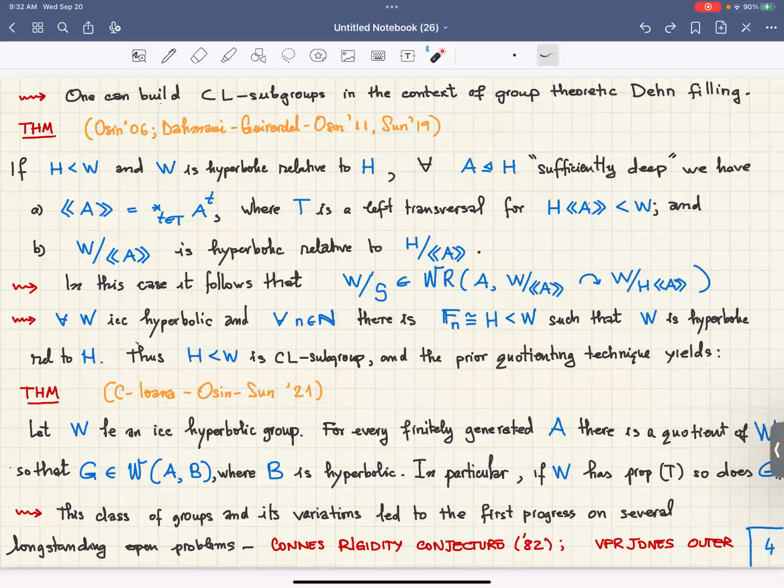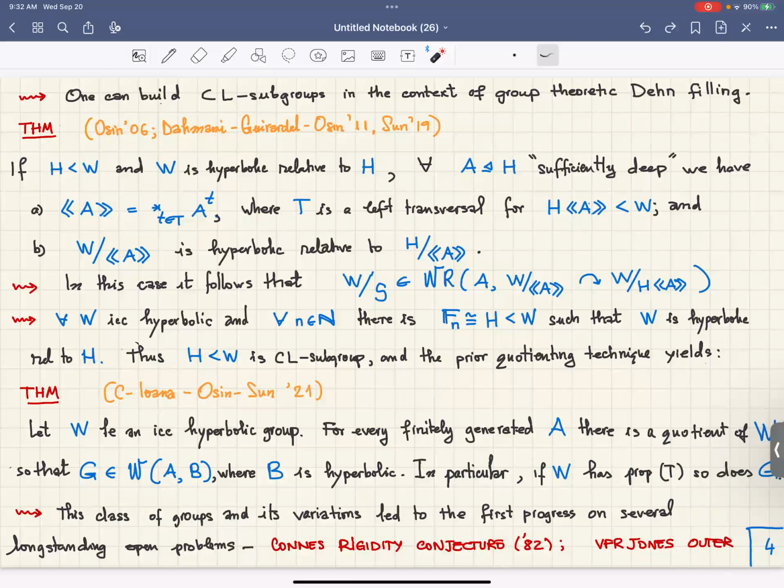What we did then is show that essentially any hyperbolic group has this. You can build Cohen-Lyndon subgroups pretty much in any hyperbolic group, and you can build a free group of any rank you want which appears as a Cohen-Lyndon subgroup. Then you can quotient by this, and the result is that you can build a ton of wreath-like product groups by doing this quotient procedure on hyperbolic groups. Specifically, if you start with any hyperbolic group W, then for every finitely generated group A there is a quotient of W which is a wreath-like product between A and B, where B is hyperbolic.